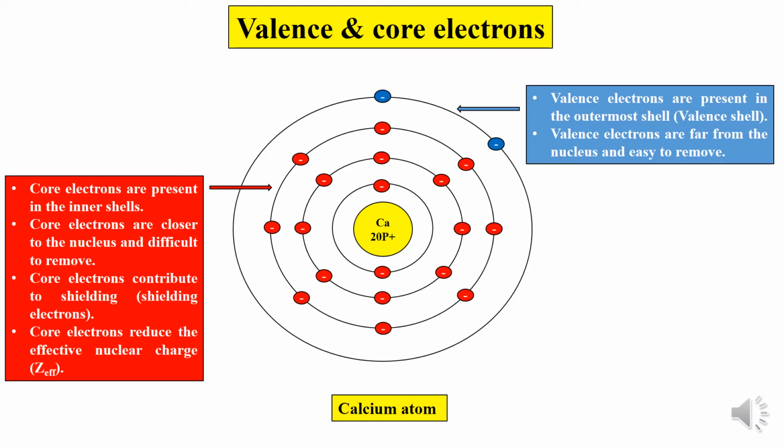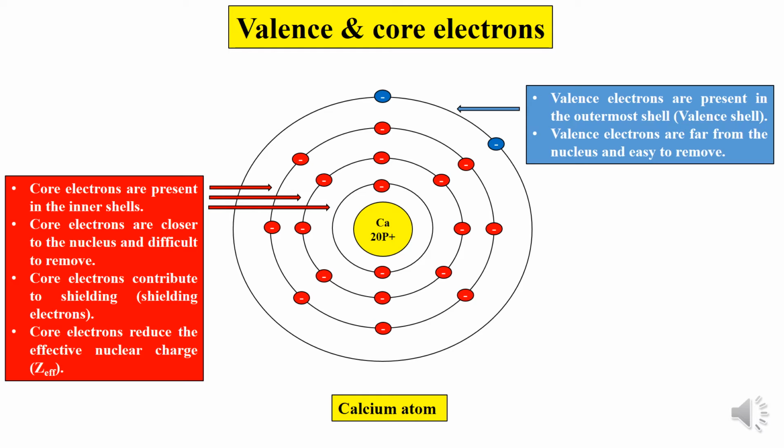Now, what about core electrons? Core electrons are those electrons that are present in the inner shells, and these core electrons are closer to the nucleus and difficult to remove. Why are core electrons difficult to remove? Because the core electrons experience a strong attractive force towards the positively charged protons present in the nucleus, and as a result, a large amount of energy is required to remove the core electrons.